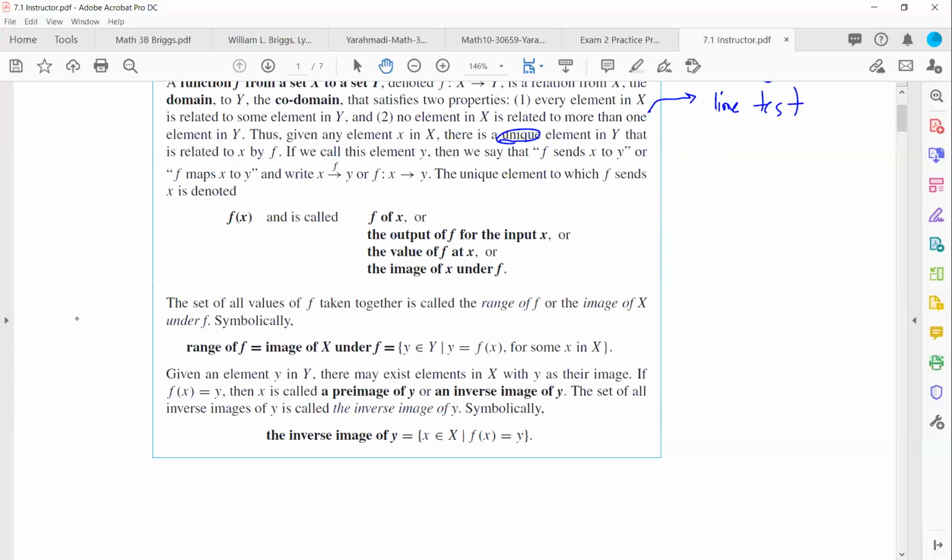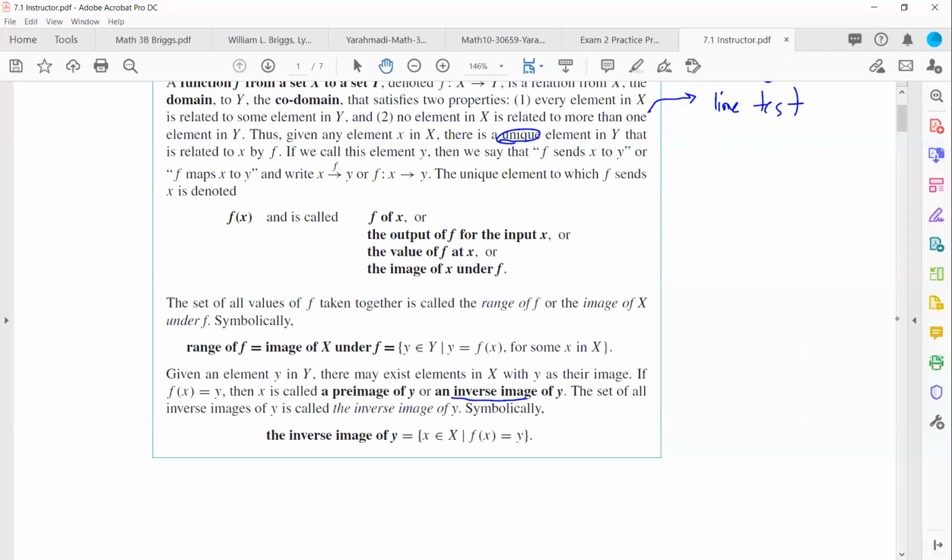Given an element y in Y, there may exist elements in the domain X with y as their image. If f of x is equal to y, then x is called a pre-image of y or an inverse image of y. Guys, note that it's not inverse. For an inverse, the function must be one-to-one. It must pass the horizontal line test. That's why we call it inverse image.